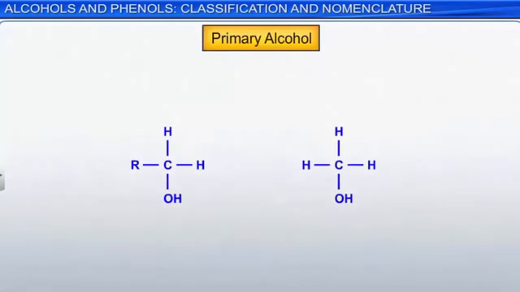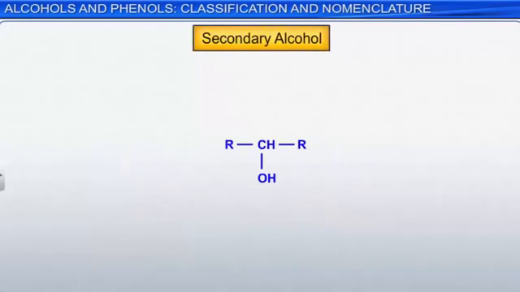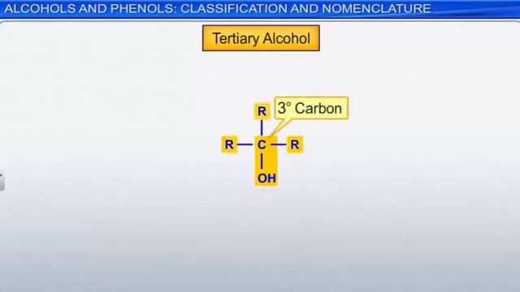In a primary alcohol, the carbon attached to the hydroxyl group is linked to one other carbon-containing group or to none of the carbon-containing group, as shown in the illustration. In a secondary alcohol, the carbon to which the hydroxyl group is linked is attached to two carbon-containing groups. In a tertiary alcohol, the carbon linked to the hydroxyl group is bonded to three carbon-containing groups.